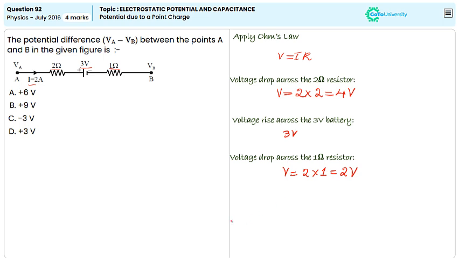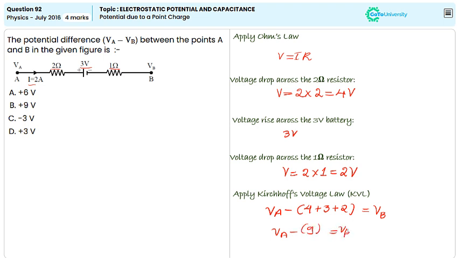Let us now apply Kirchhoff's voltage law, which states that the sum of potential differences around a closed loop is 0, and it can be written as VA minus 4 plus 3 plus 2 is equal to VB. On simplifying, the addition of all this is 9, so VA is equal to VB plus 9, or equivalently VA minus VB is equal to 9 volts. So the potential difference VA minus VB is plus 9 volts. Answer is option B.